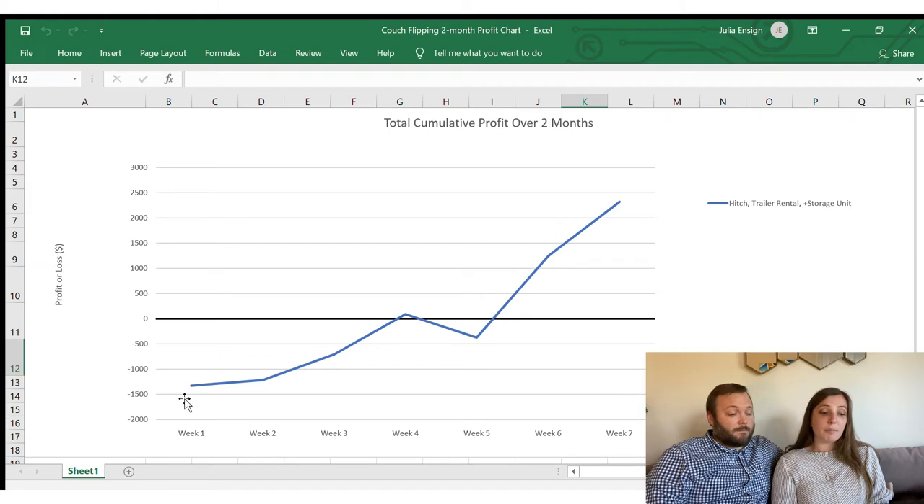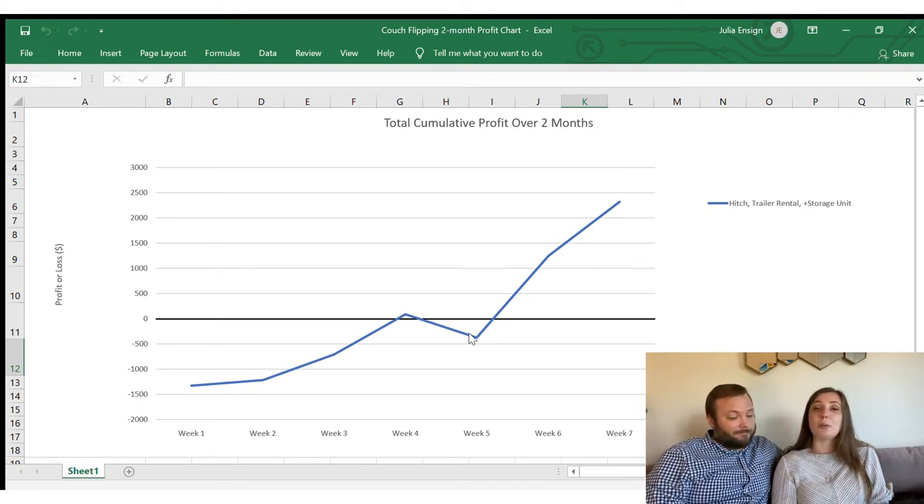Then next week, we made a couple of sales. So that's why it's a little bit higher. We also picked up a couple at that time. Week 3, made even more sales, still picked up a couple couches. Week 4, we just barely made it over the break-even point. And then week 5, that's the new month, so we had to pay the storage unit fee again. So that's why it went down.